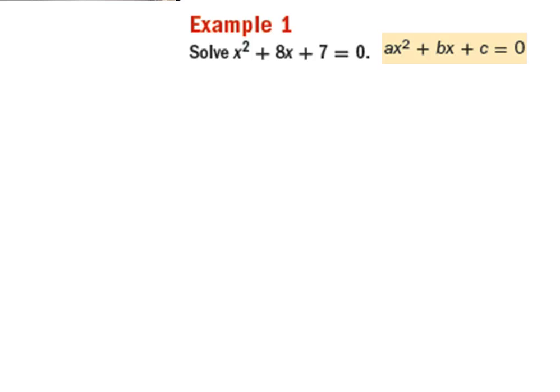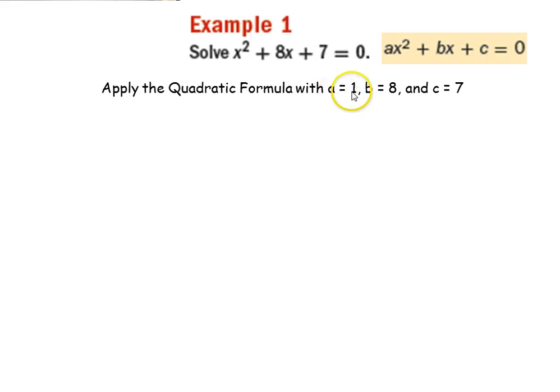In this case, integers. So what we have here is a is 1, because the number in front of x squared, the coefficient of x squared, is 1 because there's no number in front of the x squared.